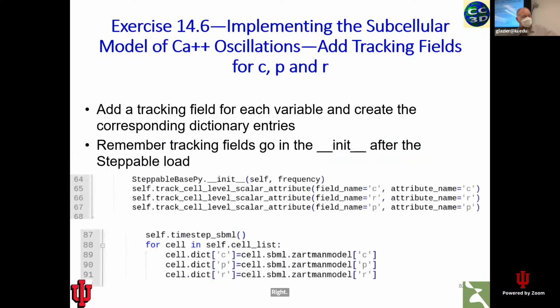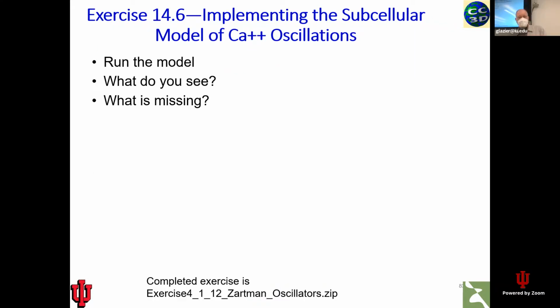All right. We'd like to have some tracking fields. So we want to create our tracking fields for C, R, and P. And in the step function, we want to copy the values of C, R, and P into the cell dictionary. Again, you can load the final code if you want. It's not a terribly fast simulation. It takes a while for it to do anything.